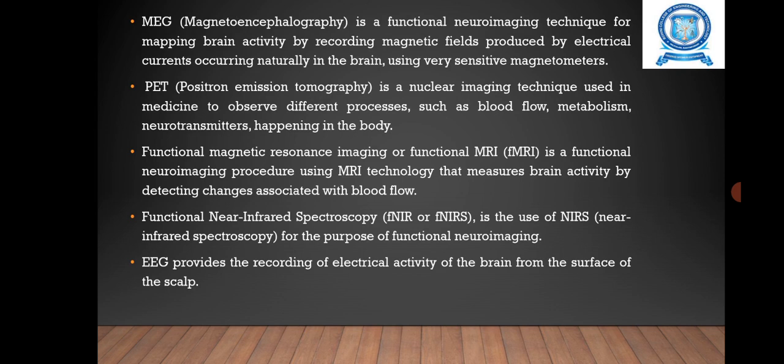Then the next one is fMRI, functional magnetic resonance imaging. It is a functional neuroimaging procedure using MRI technology that measures brain activity by detecting changes associated with blood flow. This technique relies on the fact that cerebral blood flow and neuronal activations are coupled. The next one is functional near-infrared spectroscopy, the use of NIRS for the purpose of functional neuroimaging, using fNIR. The brain activities are measured through hemodynamic responses associated with neurobehavior. The last one is EEG. It provides the recording of electrical activity of the brain from the surface of the scalp.